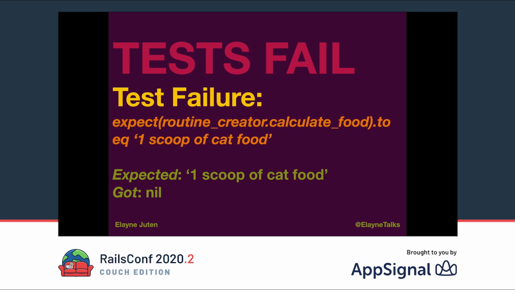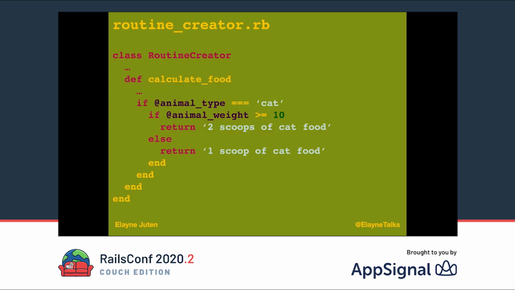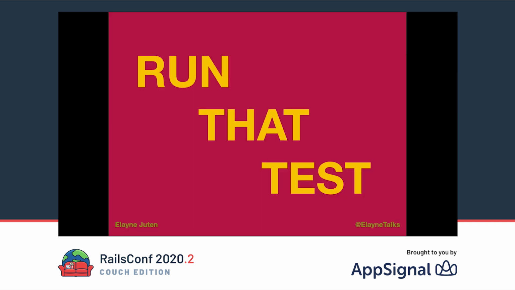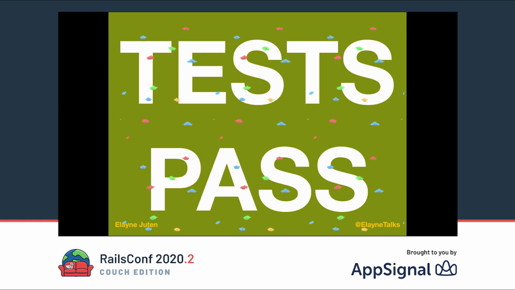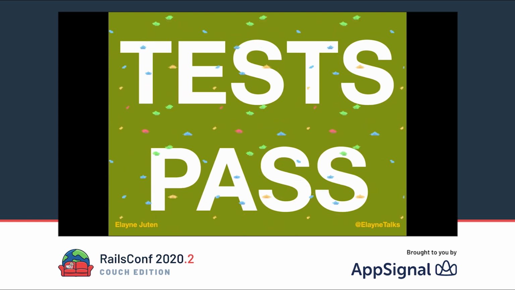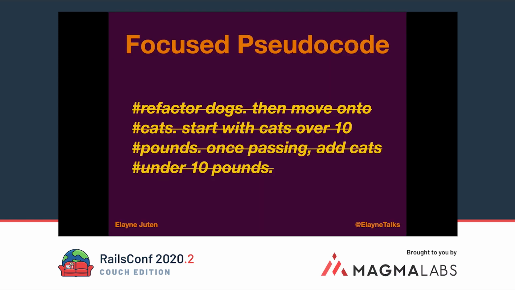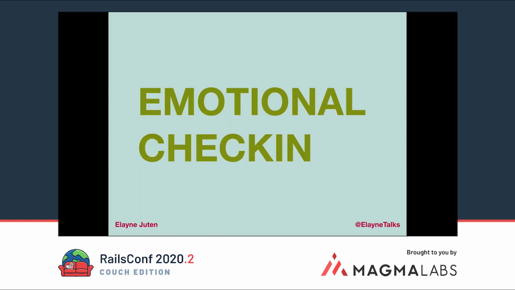So we're going to go back into the Ruby file, add in that else return 1 scoop of cat food, again, as little code as we can to make this test pass or get a new error message. We're going to run the tests, and the tests pass again. And just like that, in a matter of minutes of work, our focus pseudocode, our second iteration, is done. So I'm feeling great. I've completed most of this story.